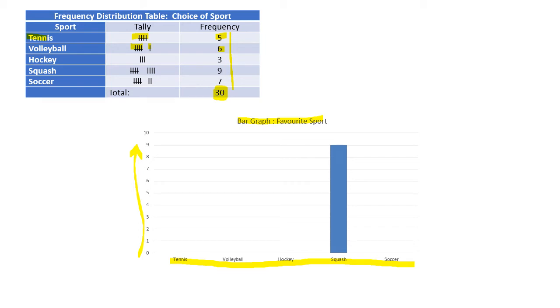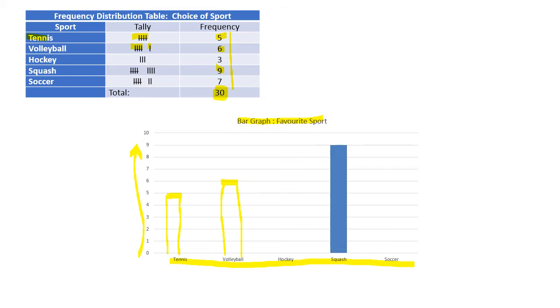For instance, I can see tennis has a frequency of 5. I go to tennis, and this bar should have a height of 5. All I do is construct a bar coming down there. Likewise, volleyball shows me a frequency of 6. I simply go to 6 and I can draw a bar coming down there. If I look at squash, it gives me 9. If I go up from here to here, it gives me the height of 9.